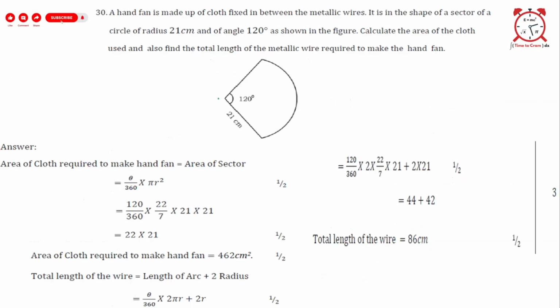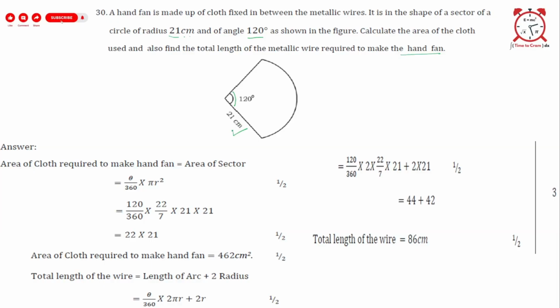Next sum, question number 30. Very good sum from the areas related to circle. Here also maybe internal option, let us see. A hand fan is made up of cloth fixed in between the metallic wire. It is in the shape of a sector of a circle of radius 21 centimeter and angle 120 degree as shown in the figure. Calculate the area of cloth used and also find the total length of the metallic wire required to make the hand fan. So this is the angle and this one is the radius.